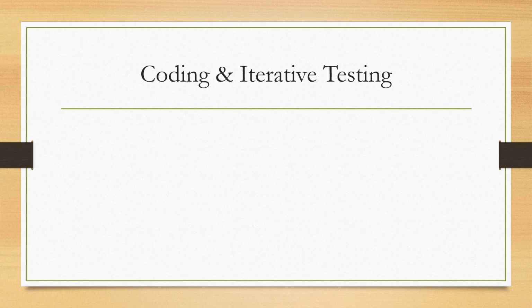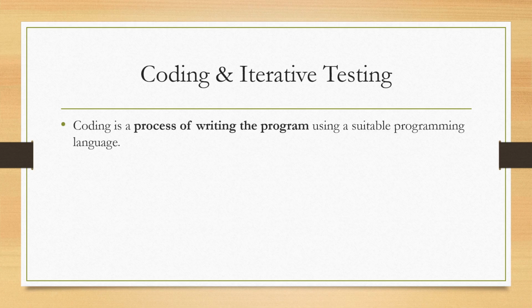The third stage is coding and iterative testing. Up to now, we have analyzed a problem, we have decomposed it into smaller problems, then the programmer will make a design. Now it's time to write a program in any suitable programming language. So coding is the process of writing the program using a suitable programming language. The programming language can be Python, it can be Java, or it can be VB.NET, or any other language that is suitable for that particular software.